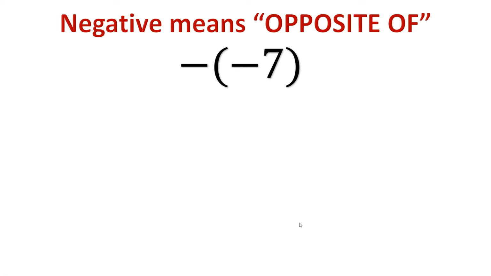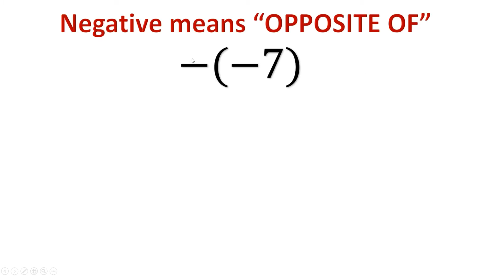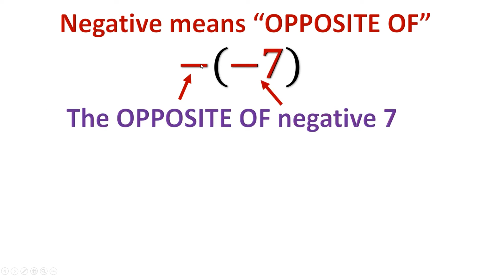Therefore, just based on what we did on the last slide, negative means the opposite of the positive value. So back here, positive 10, the opposite of positive 10 is negative 10. So what is negative 7? What does that mean? So if a negative tells you the opposite of, that means this negative means the opposite of negative 7. The opposite of negative 7 is positive 7. Mind blown for many people, students and adults.